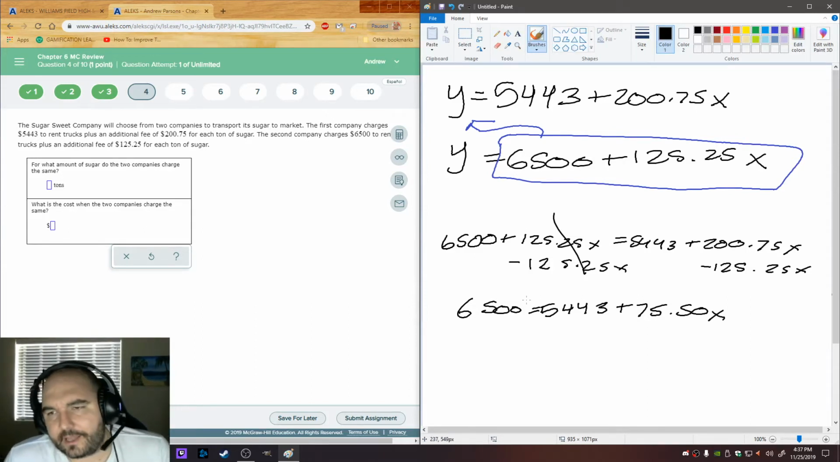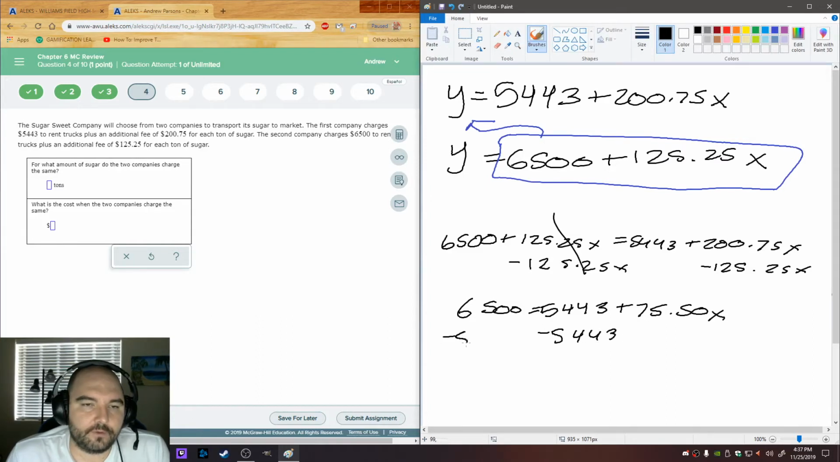Now, we didn't have this on the last problem. I mean, you could have, maybe. Could be on your number 3. But mine has some numbers on both sides, 6,500 and 5,443. So I'm going to minus the 5,443 because my goal is to solve for x, so I want to get x alone. So I'm going to subtract that. That leaves me with 1,057.